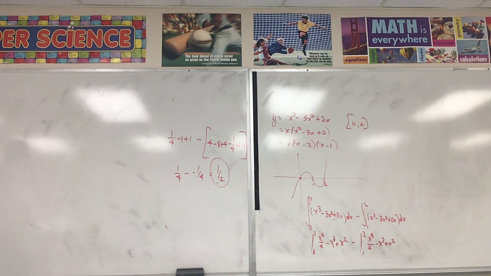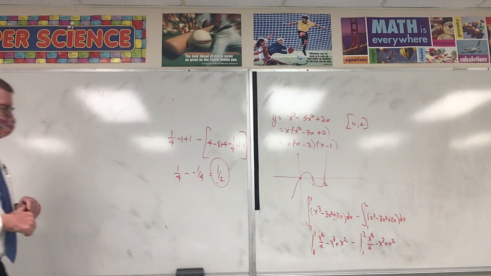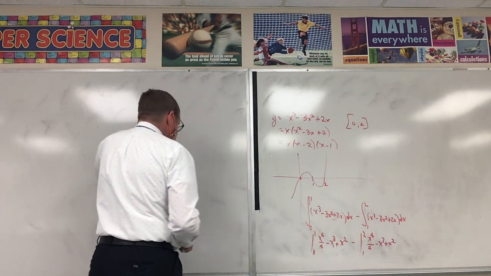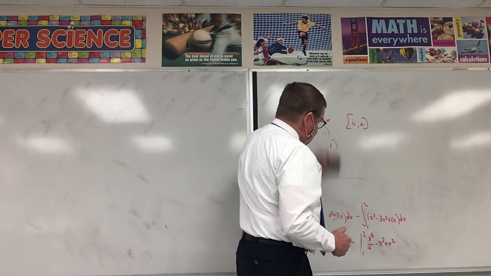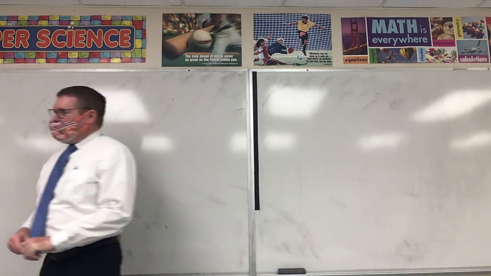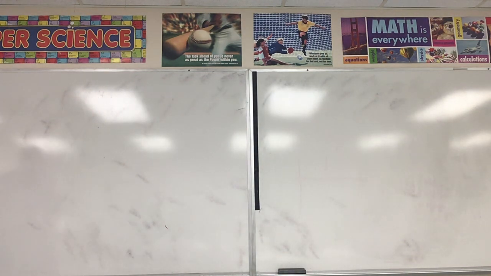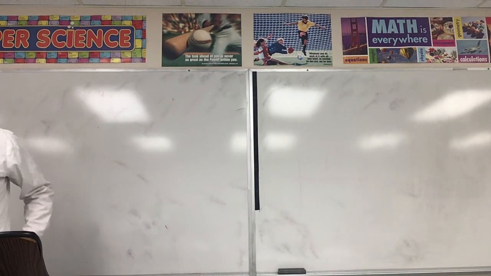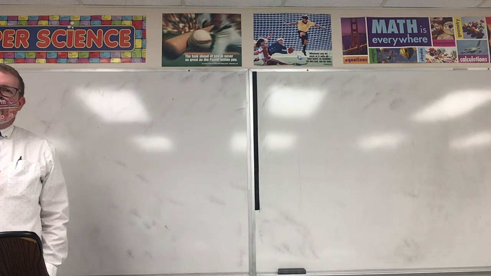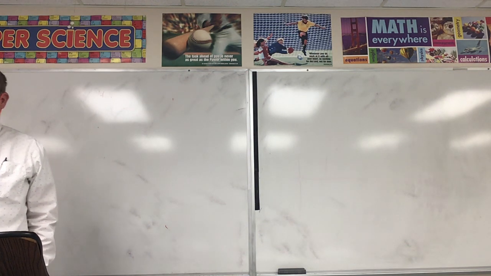Let's look at number 47. Number 47, they're asking us to find the area of the shaded region. Now remember, when I take the integral, I'm finding what? Area under the curve, in between the curve and the x-axis.